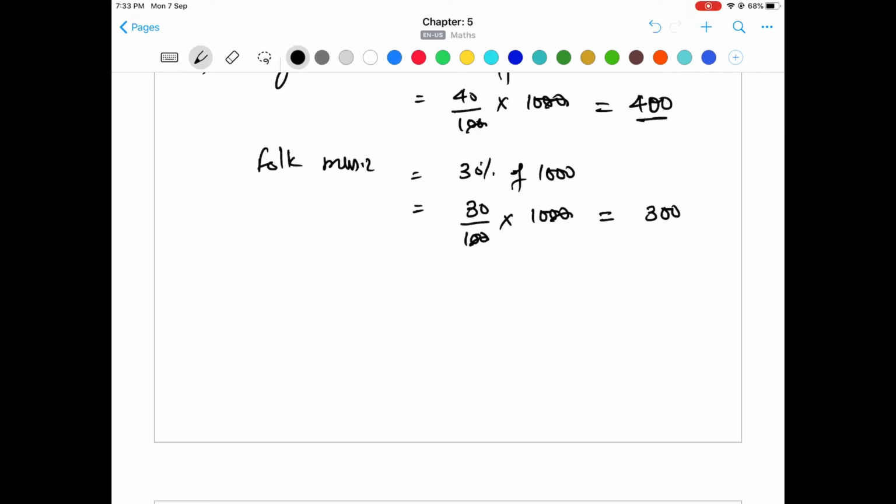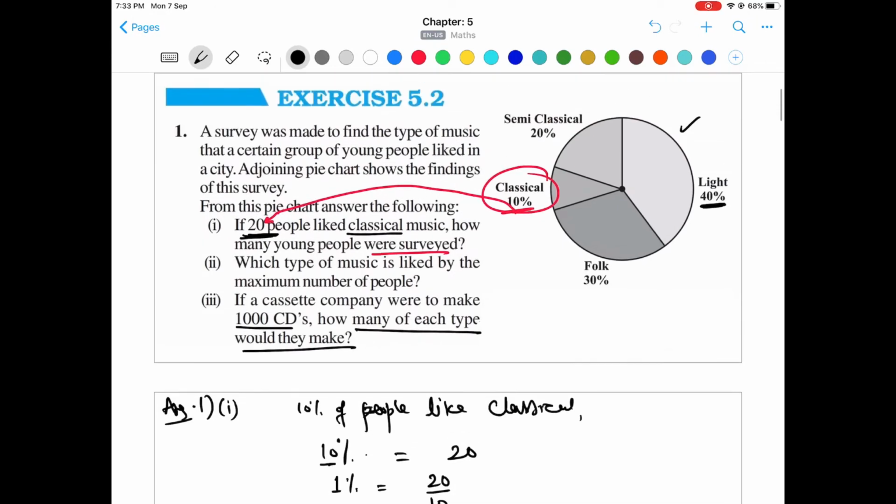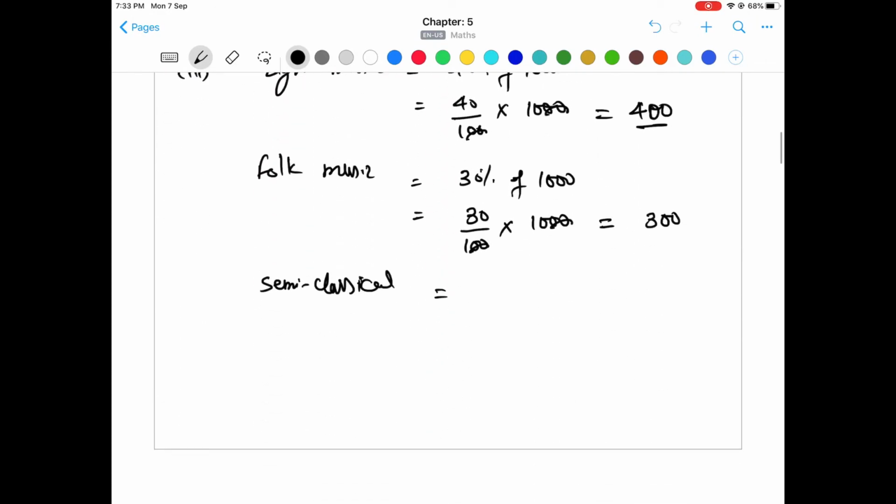Next one is semi-classical. Semi-classical means we have 20% of people liking semi-classical. That means 20% of the total CDs, that is 1000, should be of semi-classical music. When you remove the percentage sign you get 100 here. Of means multiplication into 1000. So again these two zeros will eliminate these two zeros. 10 into 20 is 200.